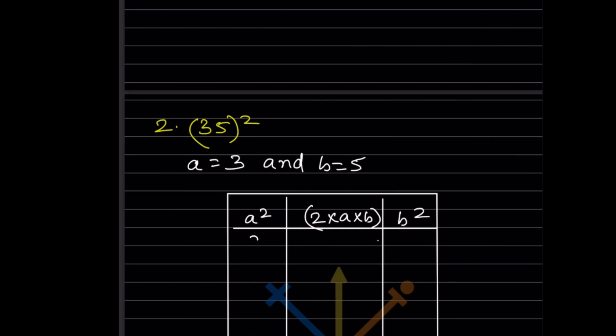So A square means you are going to take 3 square. Then here it will be 2 into A into B, where A is 3 and B is 5. Here it is 5 square. So now you know this is 9. Now when you multiply, this is going to be 30. And when you multiply this, this is going to be 25.